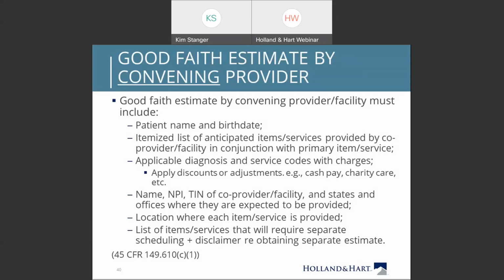the location where each item or service is going to be provided, the list of items or services that will require separate scheduling, plus an appropriate disclaimer regarding obtaining separate estimates. So the information you've got to provide is pretty specific, and you don't have a whole lot of time to gather this stuff up. But nevertheless, that's what the rule says.